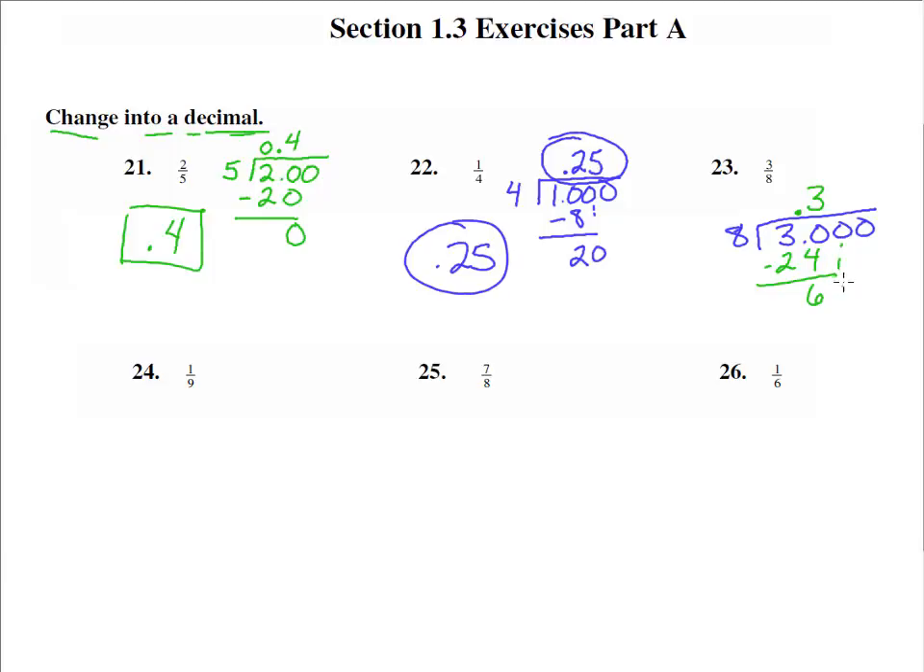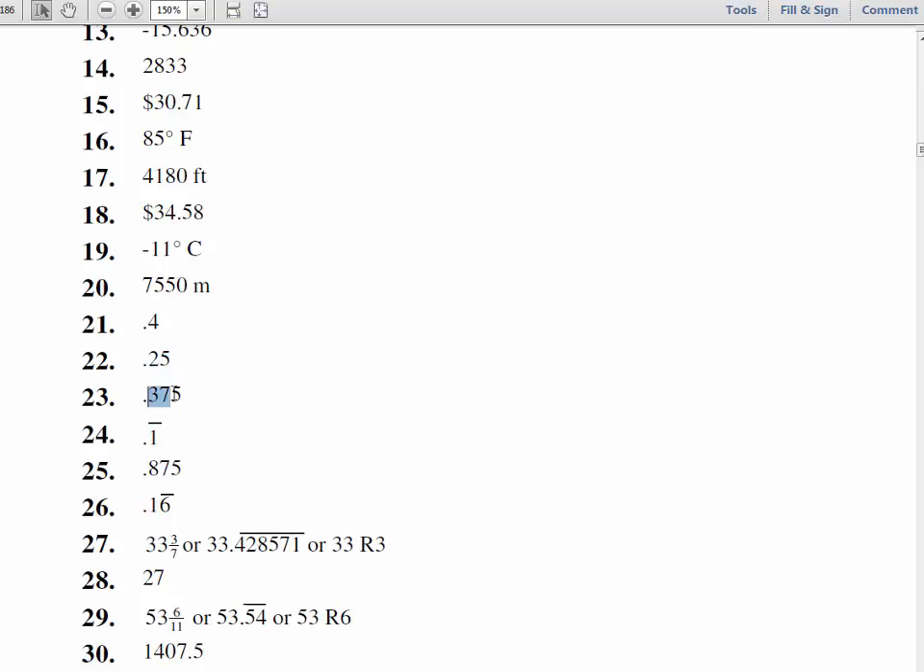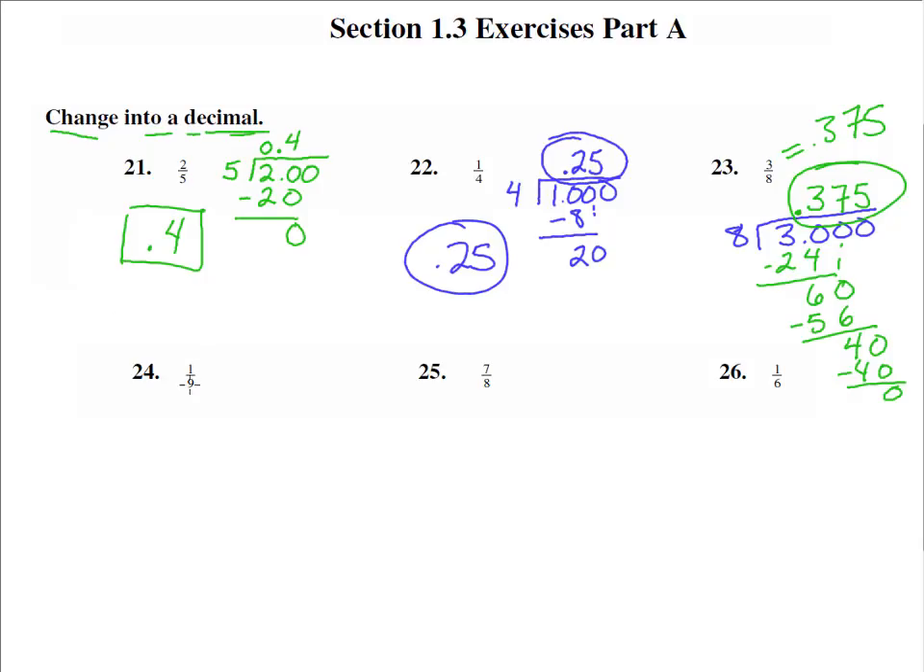And bring down the 0. 8 into 60. Well, 8 times 7 will give us 56. That's about as close as we can get. Subtract and we get 4. Bring down a 0. 8 into 40 is 5. 5 times 8 is 40. And we're done. We come out even. So 0.375. 3/8 equals 0.375. Let's double check our answer. Yes, indeed, 0.375. 1/9. So we're going to do 1 divided by 9.